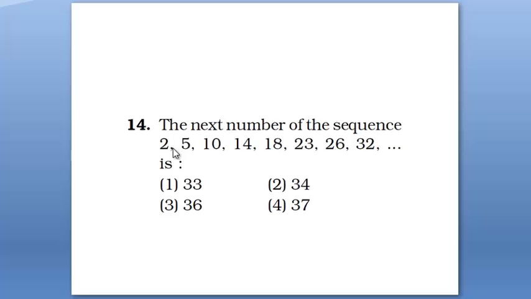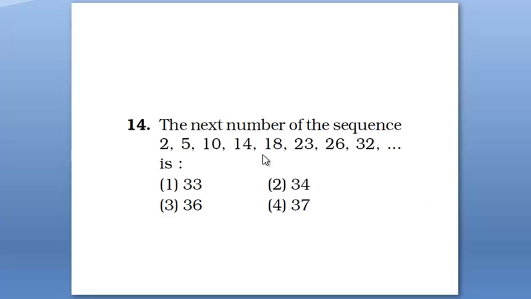So if you look at every other number, 2, 10, 18, 26, they form a sequence of their own, and 5, 14, 23 and 32 form another sequence of their own. So basically they're just two different sequences. So look at the first sequence. 2 plus 8 is 10, 10 plus 8 is 18, 18 plus 8 is 26, and 26 plus 8 will give you the answer, which is 34. If you look at the other sequence, it's 5 plus 9, 14, 14 plus 9, 23, 23 plus 9, 32, and so on.